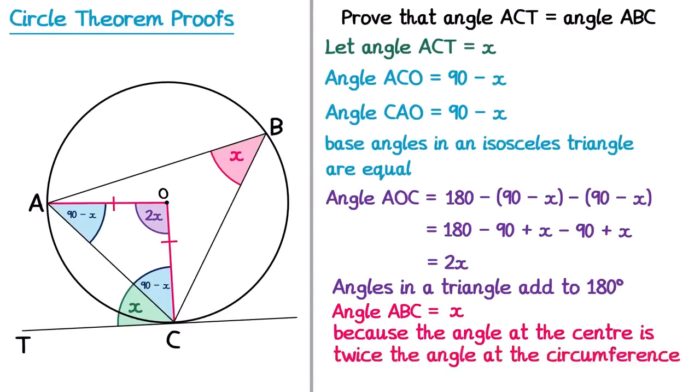Now we're almost ready to finish the proof. We were trying to prove angle ACT is equal to angle ABC. Now angle ACT is x and angle ABC is also x. So we can write down that angle ACT is equal to angle ABC because they're both equal to x. And that's the proof complete.